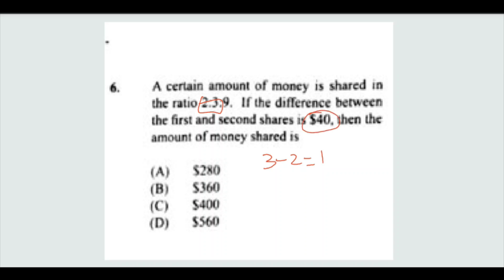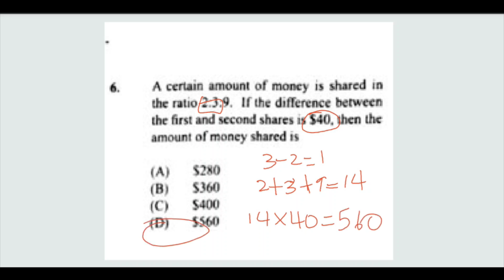Then the amount of money shared is, so to find the amount of money, it will be add up all of the ratios, 2 plus 3 plus 9. Alright, ignore the handwriting. 2 plus 3 plus 9, and that will give you a value of 14. So to find the total money shared, the total shares, 14, times the value of one share, which is 40. 14 times 40 will give you 560. Right? And that is D.